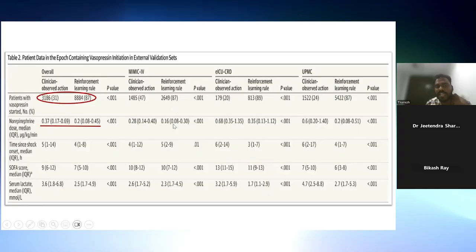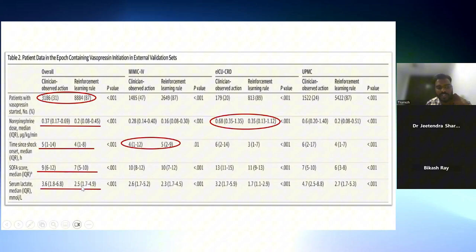The reinforcement learning based group started vasopressin at a much lower norepinephrine dose, roughly 0.2. Only in the eICU-CRD group it was started at 0.3. For time since shock onset, in all the groups it was started earlier in the RL based group compared to the clinician observed actions. Only in the MIMIC-IV database was it started earlier in the clinician observed actions, at 4 hours, versus 5 hours in the RL based group. SOFA scores were similarly lower at initiation, and the serum lactate was also lower when vasopressin was started in the RL based group.